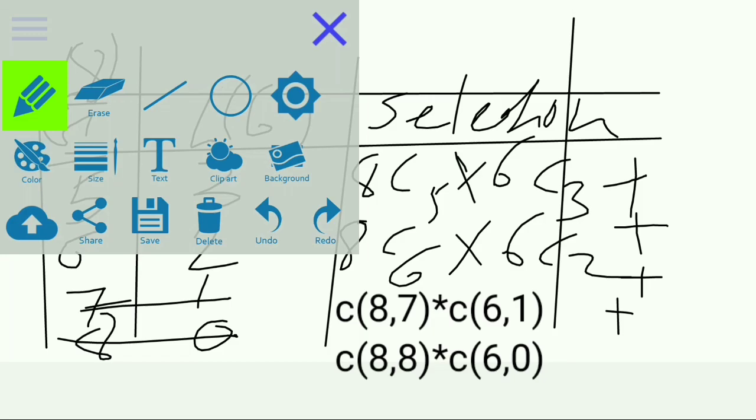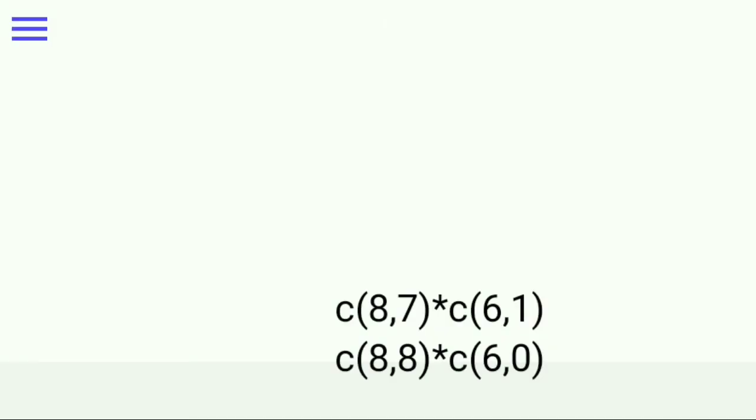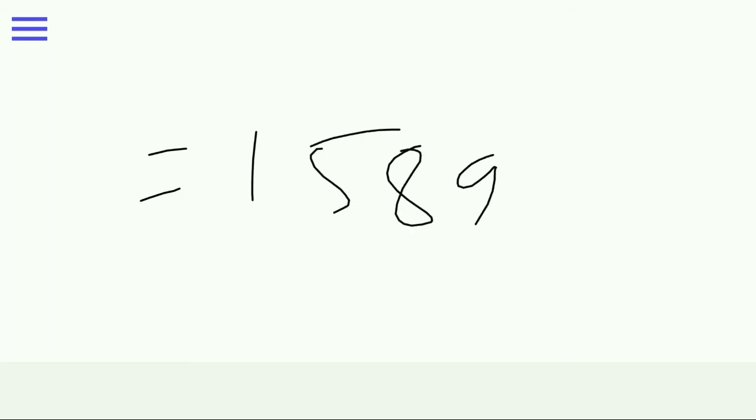After adding all, we will get 1589. So the total number of ways in which a committee of 8 members can be selected from 8 gentlemen and 6 ladies will be 1589 ways.